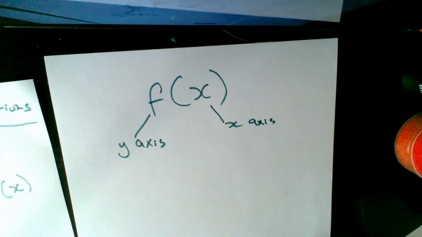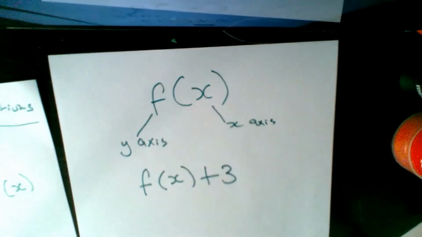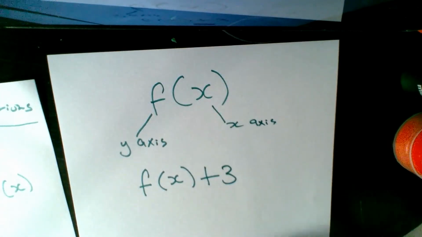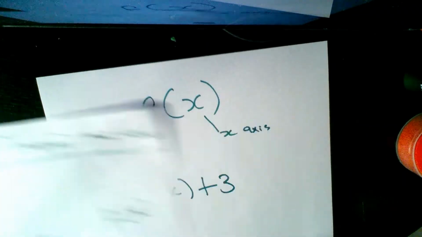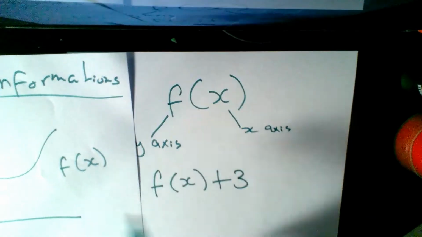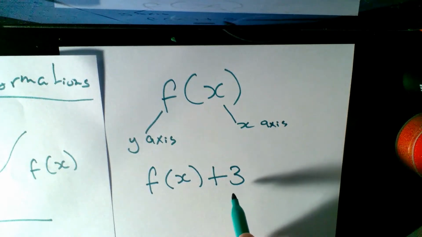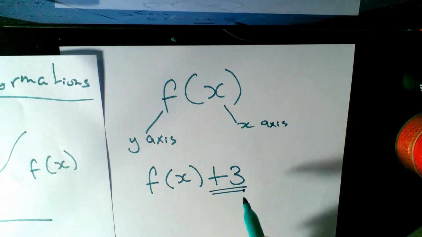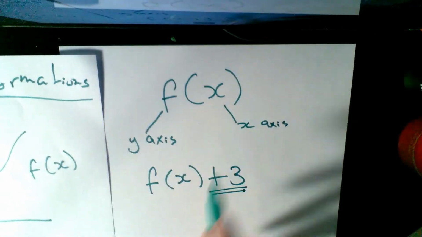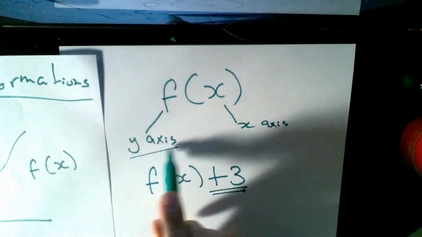Okay? So let's say f of x plus 3. This is our original graph. Now this is f of x. Now draw a line which shows f of x plus 3. So we look, what is the change? The change is a plus 3. Where does the change occur? Outside the brackets. So it's not with the x. So it's a change in the y-axis. It's a plus 3 in the y-axis. This is our y-axis, so it's a plus 3.